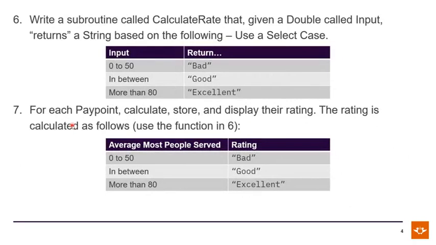Okay, write a subroutine. So unlike your lecture 19, which had a function, in your tutorial you're asked to write a subroutine instead, called calculate rate, that's given a double called input. So your parameters are a double that is called input. Already we're giving you instructions. You have to call the subroutine calculate rate, and you have to call the double parameter input, and here it says it returns, in quotation marks, a string based on the following.